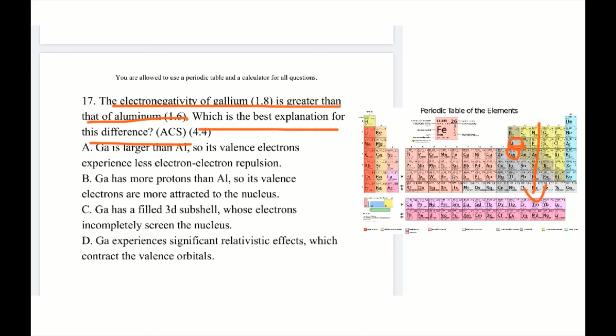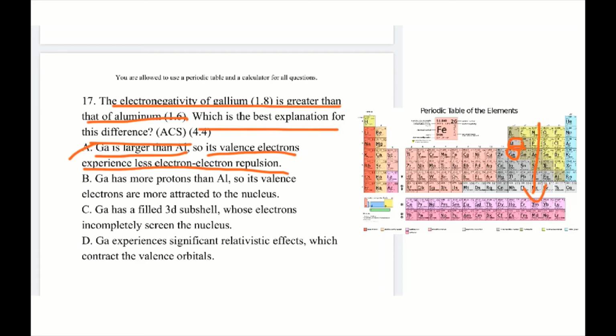Well, the best way to find out in this case is just to read the answer choices and see which one makes sense. Gallium is larger than aluminum, so its valence electrons experience less electron-electron repulsion. That's true, but does that explain why the electronegativity is greater? Well, not really, because electron-electron repulsion has to do with the atomic size, and since we're talking about electronegativity, this wouldn't be a very good explanation for why gallium might have a higher electronegativity than aluminum.